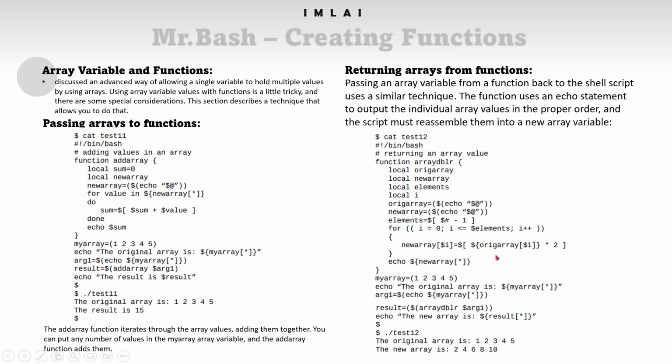It then iterates through the individual array values, doubles each value and places it into the copy of the array variable in the function. The most important thing is that the array dblr function then uses the echo statement to output the individual values of the array variable. The script uses the output of the array dblr function to reassemble a new array variable with the values.